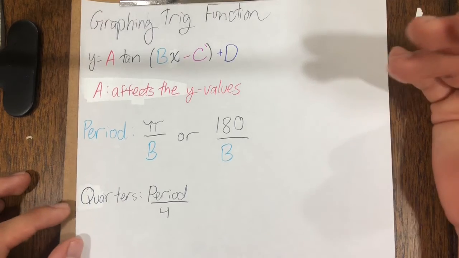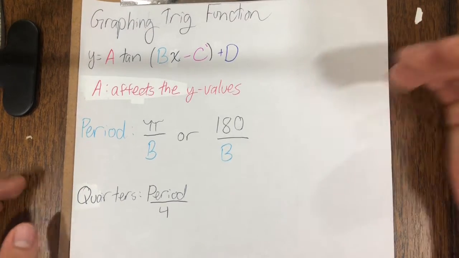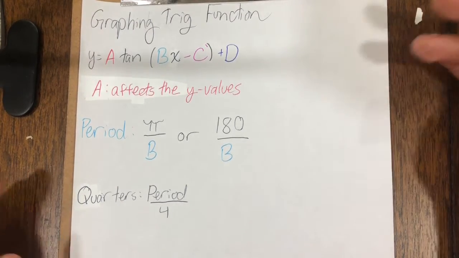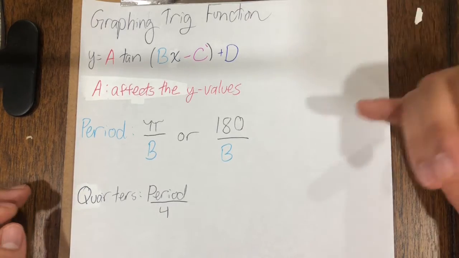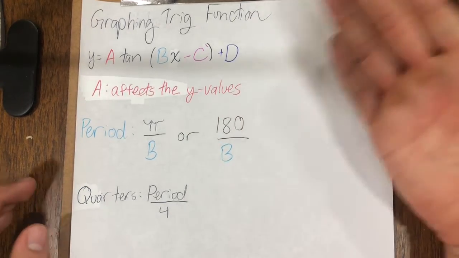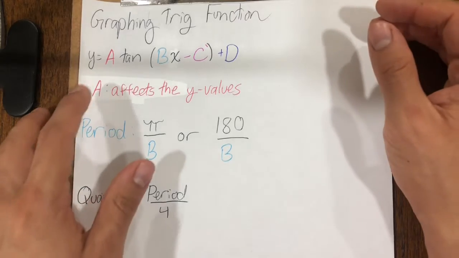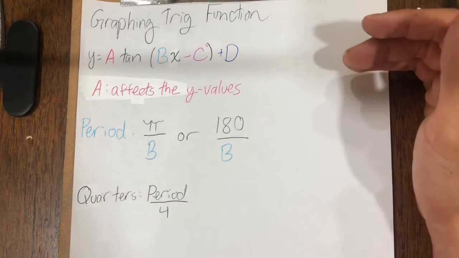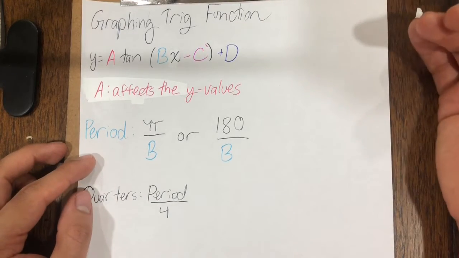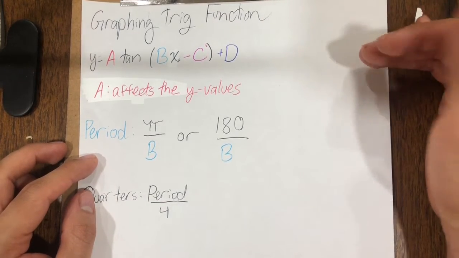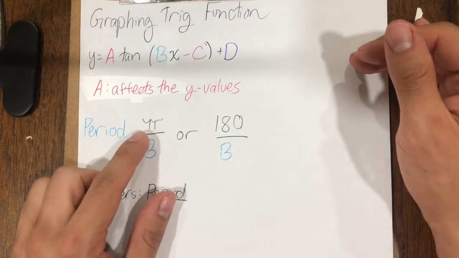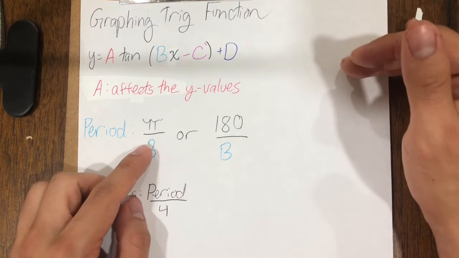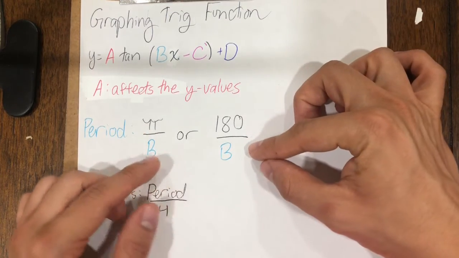Now for a graph of tangent, there really isn't a maximum or a minimum. Because of that, there really is no amplitude for a tangent. However, if we do have a number for A, it is going to affect the y values. And then we have the period of the tangent graph, which is pi over b, or 180 divided by b.